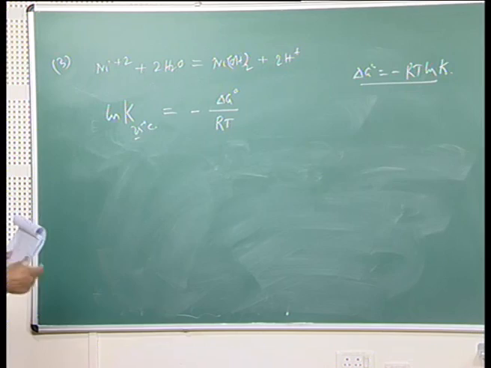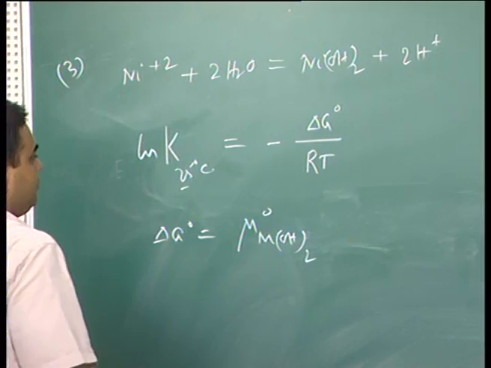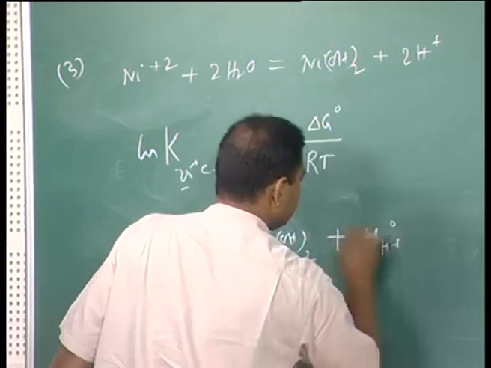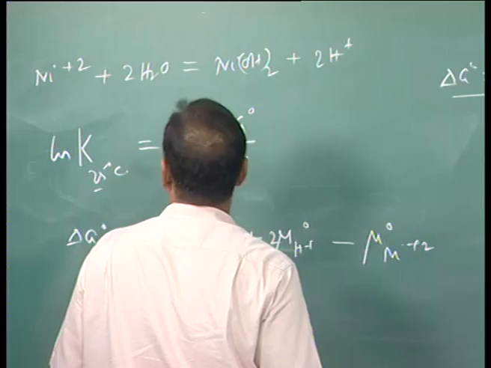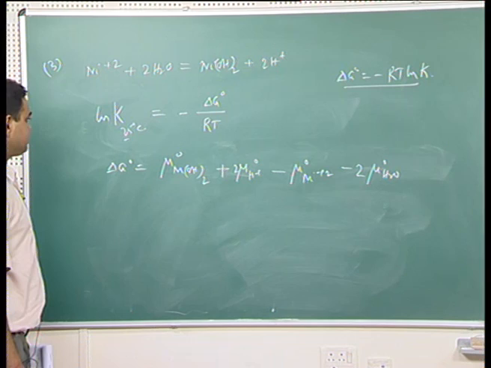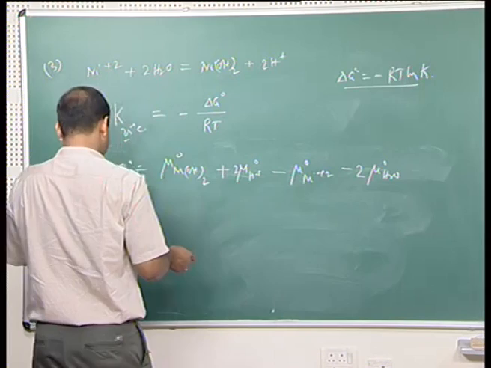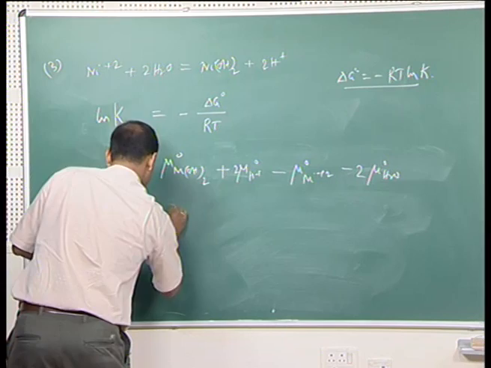Now for that I need to find out what is del G 0. So del G 0 again I can find out, which is nothing but the mu 0 of Ni(OH)2 plus 2 mu 0 H plus, minus mu 0 Ni plus 2 minus 2 into mu 0 H2O. So if you put all the values of these species, the standard chemical potentials, you would see that the value would become close to... I am not putting all the values, I am straightway jumping one step.